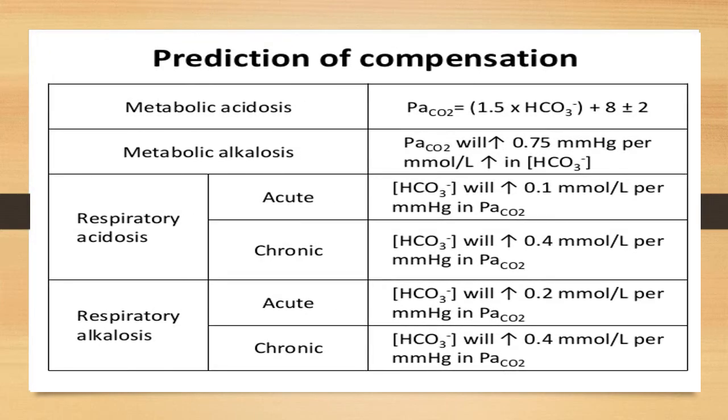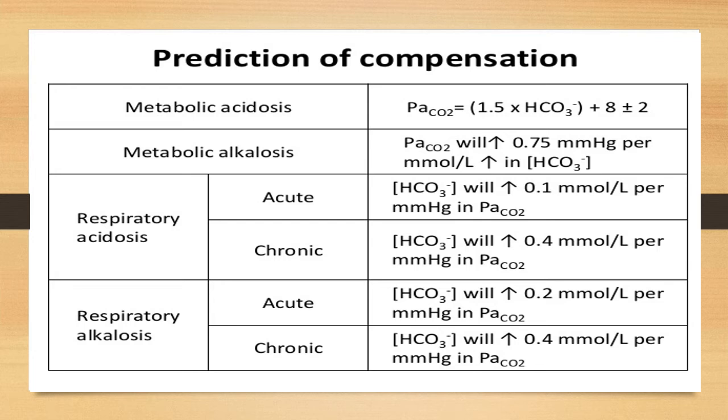Prediction of compensation. In metabolic acidosis, the partial pressure of carbon dioxide is 1.5 times bicarbonate plus 8, plus or minus 2. In metabolic alkalosis, the partial pressure of carbon dioxide will increase 0.75 mm Hg per millimole per liter increase in bicarbonate.